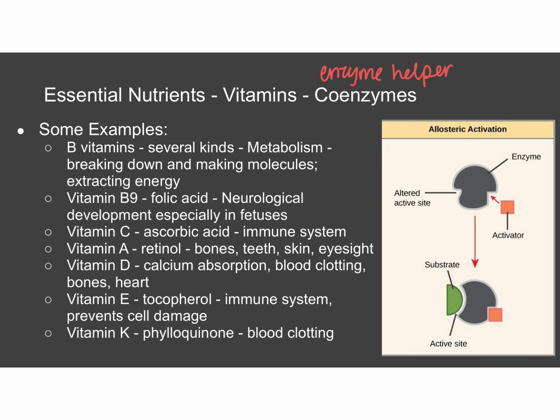So let's talk about some examples. I didn't list all the vitamins here, but here are some examples of vitamins and what they do. So there are several different types of B vitamins, and in general, they are involved in metabolism. So remember that metabolism is just the chemical reactions involved in breaking down and making molecules and extracting energy to make ATP.